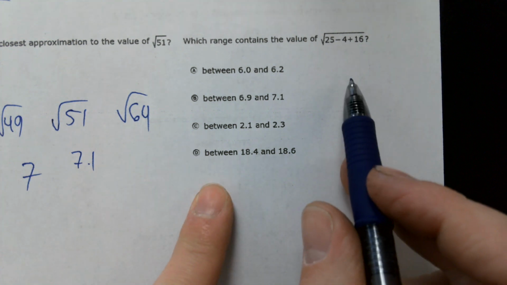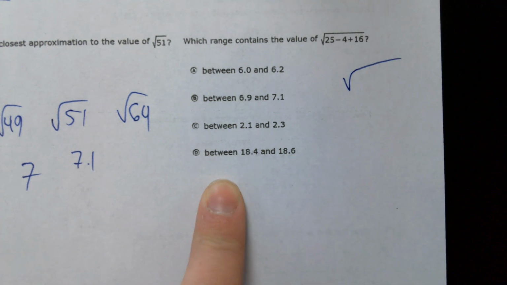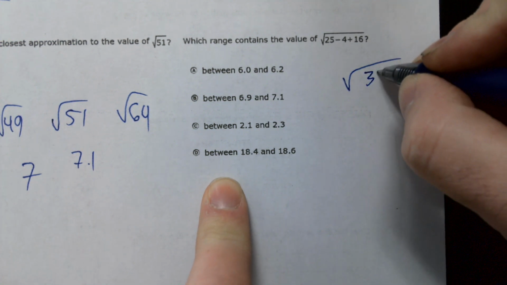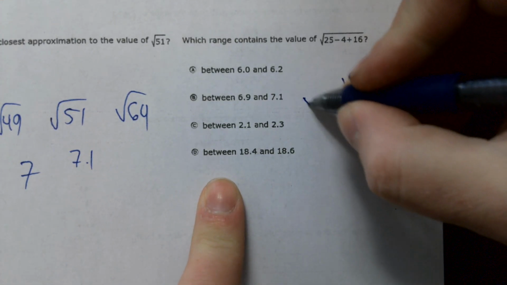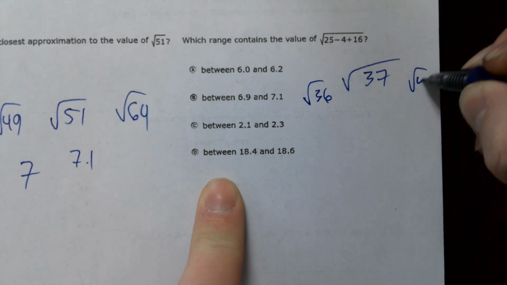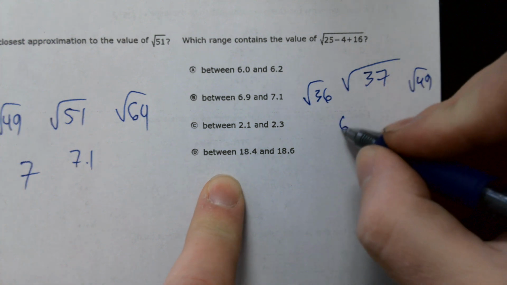And this type of thinking is really helpful when we get over to something like this, right? 25 minus 4 plus 16, what is that? 21 plus 16 with 37? Right? What's the closest perfect square to 37? 36. So I could say that 37 is between 6 and 7.